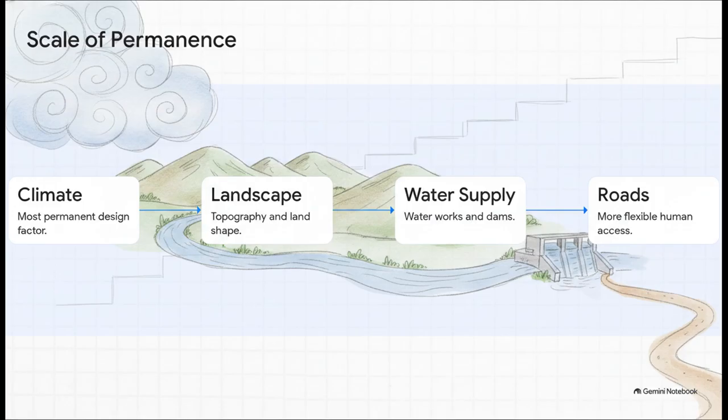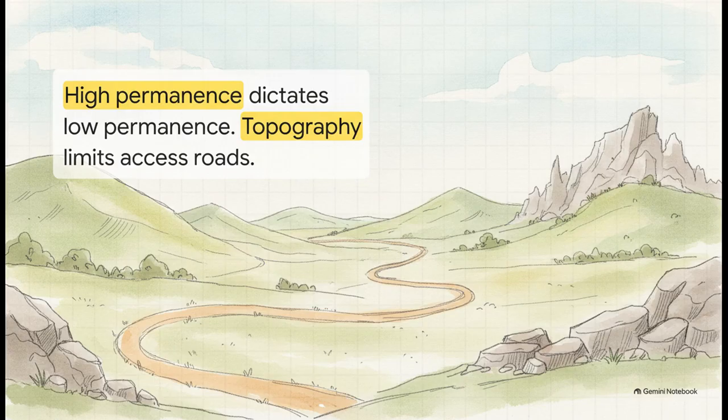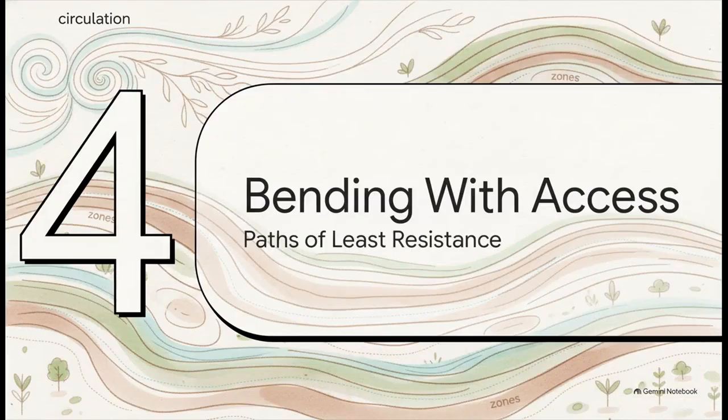Because they're so permanent, they force the placement of the more flexible elements further down the list, specifically where we can actually build our roads and access paths. If we really follow the logic of this scale of permanence, we hit a profound truth about our landscape designs. We can't just slap a path anywhere we feel like it. The unchangeable shape of the land, the hills, the valleys, those rocky outcrops, they strictly dictate where our access roads go. And since access dictates human movement, it's actually the topography that's dictating our zones. Which brings us to Section 4, bending zones with access.